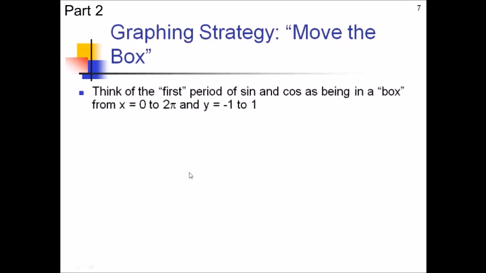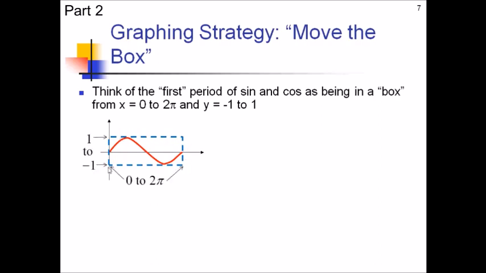At this point, we're going to talk about graphing trig functions that have vertical and horizontal shifts in them. For this one, I'm going to use a strategy called move the box. So we can think of the first period of sine or cosine as being inside a box, like so, that goes from 0 to 2 pi horizontally and -1 to +1 vertically. So on the left we've got 0, on the right we've got 2 pi, down below we've got -1, up above that line is +1.